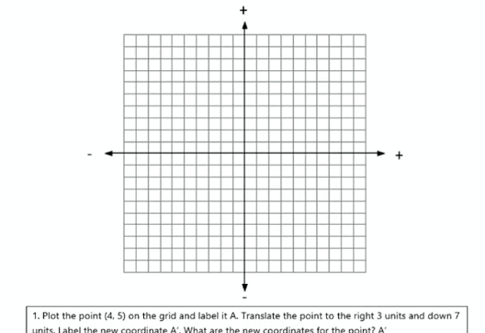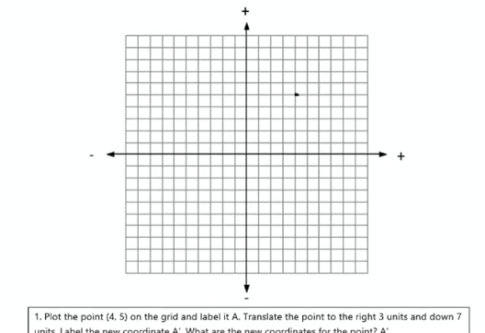All right, so first, on the first page, we're just going to plot points and translate them. On the second page, we will actually translate an entire image, or an entire shape. So the first one says plot the point 4, 5. So go ahead and plot 4, 5 on your graph. So hopefully you ended up at the same spot as me. And it says label that point A. Okay. Now, the directions are to translate the point to the right 3 units and down 7 units.